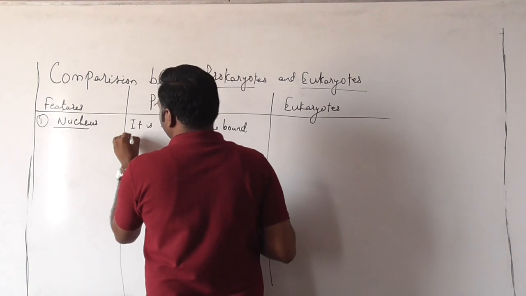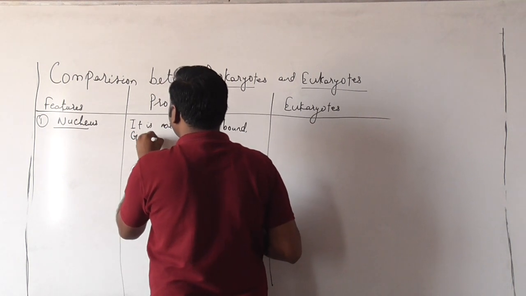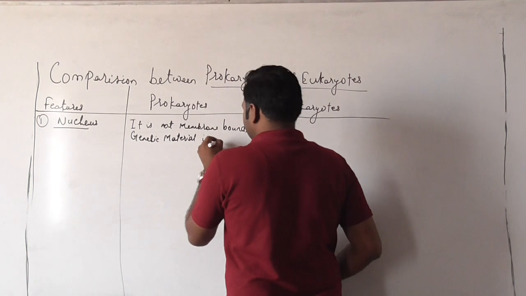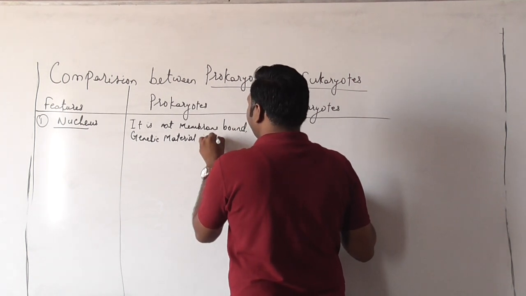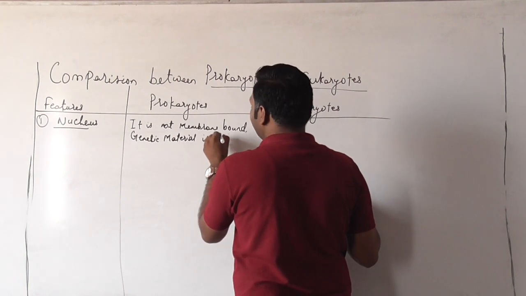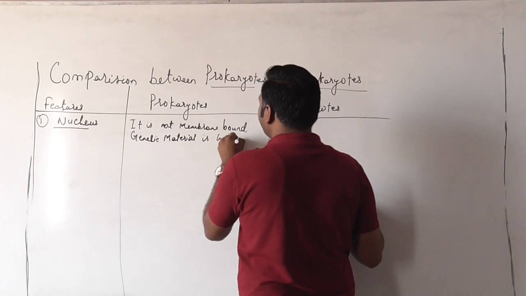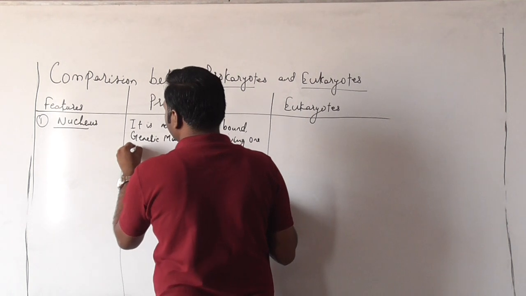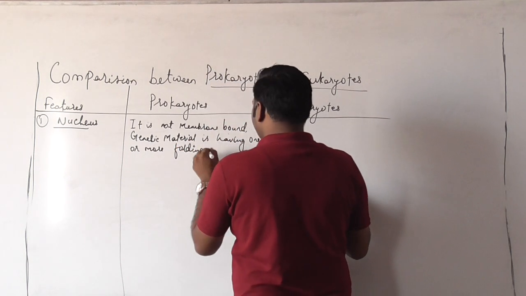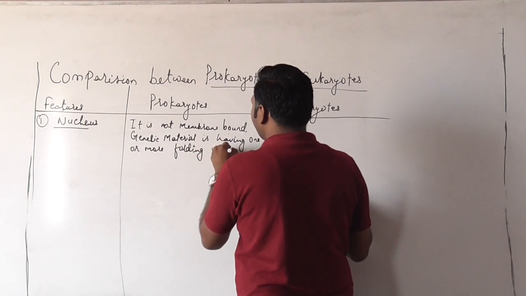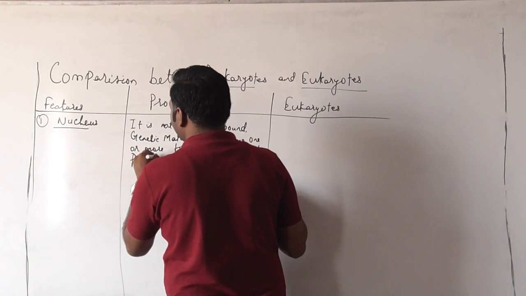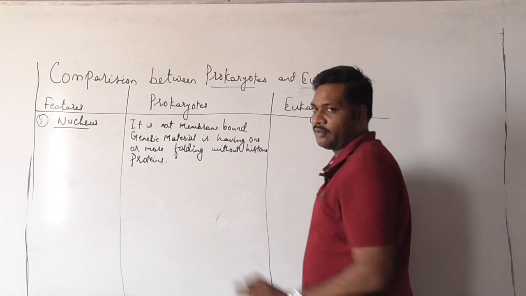The genetic material is folded, or the genetic material has one or more foldings, without histone proteins. So that means the nucleus is not membrane bound, first of all.